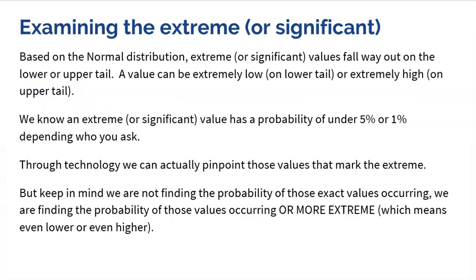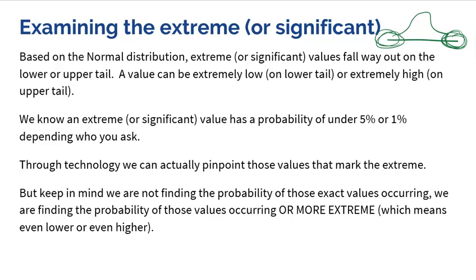So now what we want to do is talk about examining the extreme or the significant. Remember, this is a pretty big topic as we move forward. Based on the normal distribution, extreme or significant values fall way out on the lower or upper tails. A value could be extremely low or extremely high. So please keep in mind that the word extreme means one of two things. If we're thinking about that normal model, extremely high are values way out here on the upper tail, or values way down here on the lower tail.